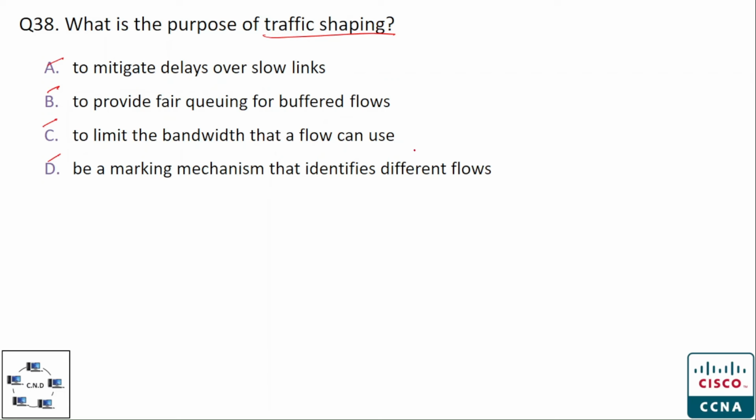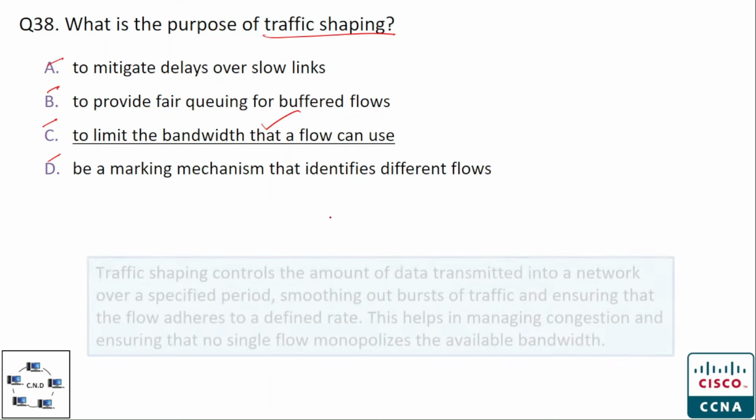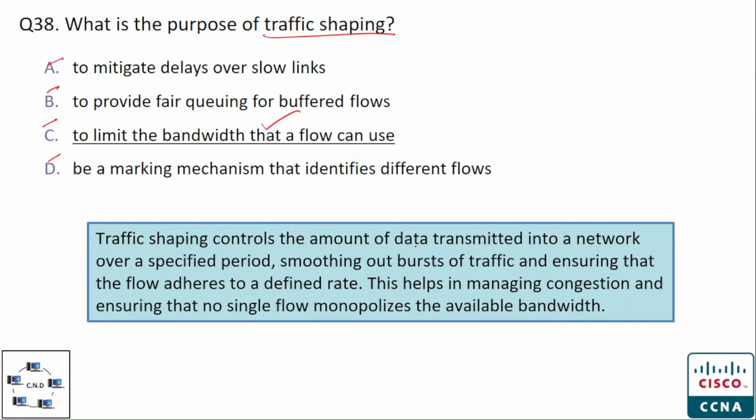And the correct option is that the purpose of traffic shaping is to limit the bandwidth that a flow can use. So traffic shaping is used to limit the bandwidth of a flow. And how is that done? Traffic shaping controls the amount of data transmitted into a network over a specified period, smoothing out bursts of traffic and ensuring that the flow adheres to a defined rate. This helps in managing congestion and ensuring that no single flow monopolizes the available bandwidth.